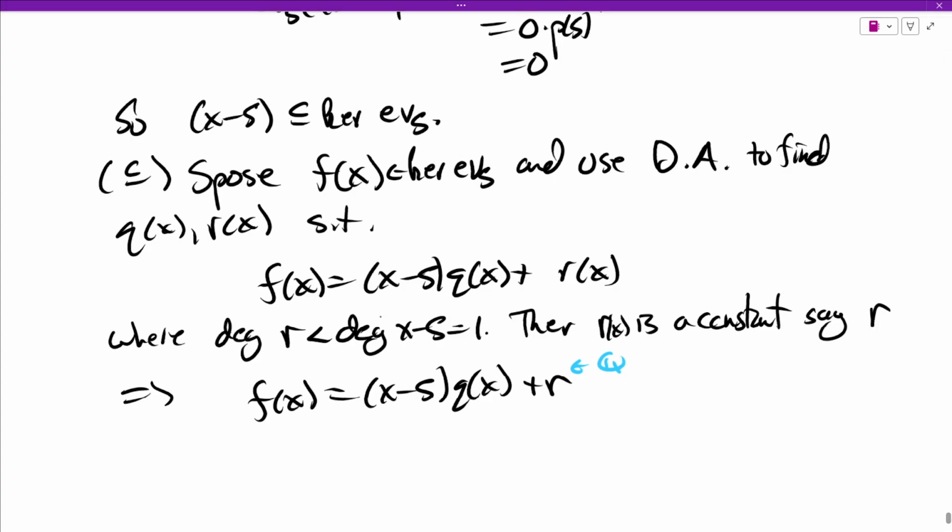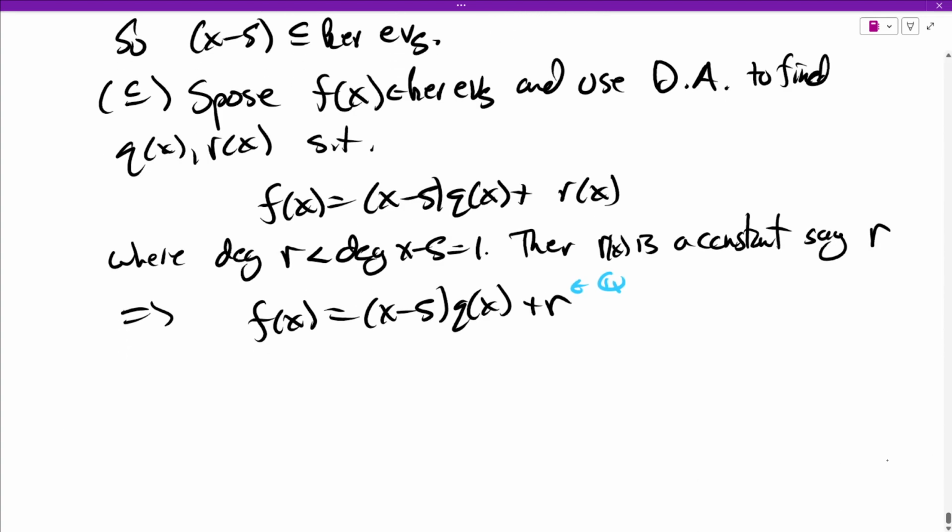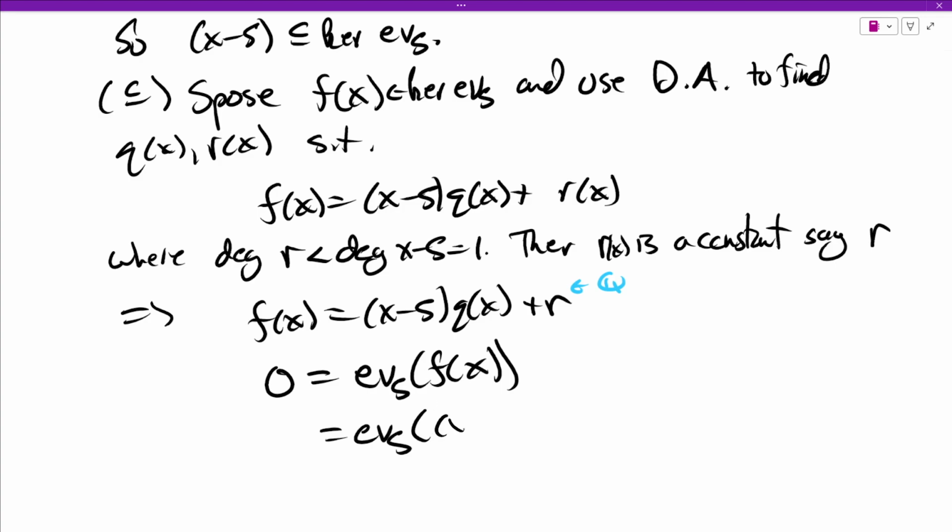All right, so none of this actually used the fact that f was in the kernel. I just wanted to divide that ahead of time. Now let's use the fact that f is in the kernel. So when we evaluate f at 5, we get 0, or we can plug in what f is equal to and evaluate that instead.